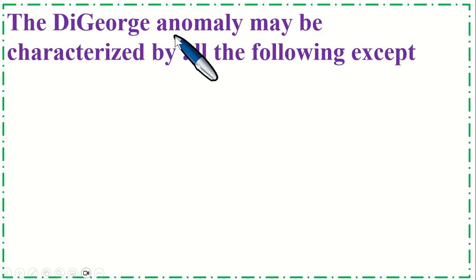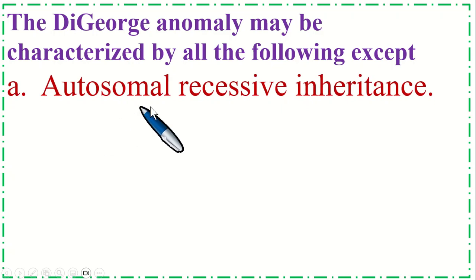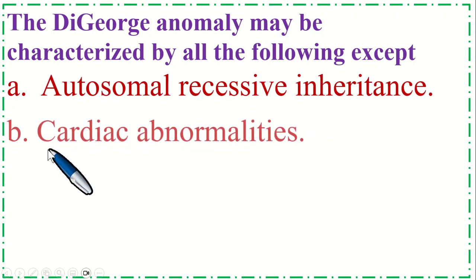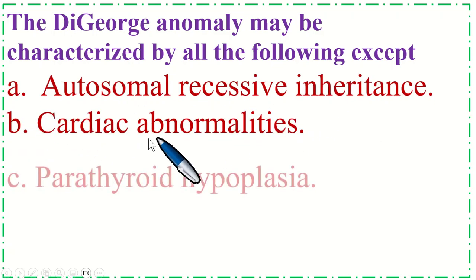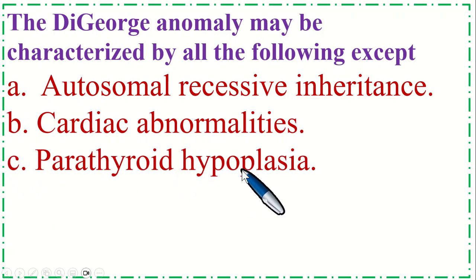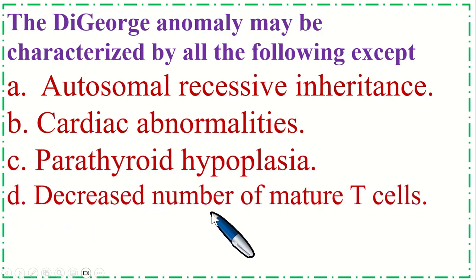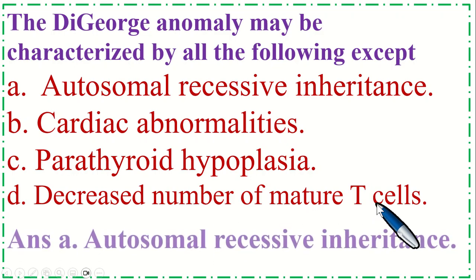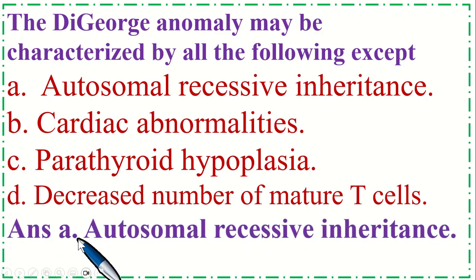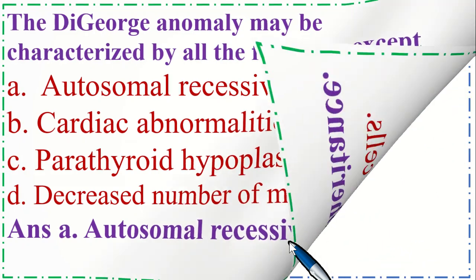The DiGeorge anomaly may be characterized by all of the following except option A, autosomal recessive inheritance, B, cardiac abnormalities, C, parathyroid hypoplasia, and option D, decreased number of mature T cells. So the correct option is A, autosomal recessive inheritance.